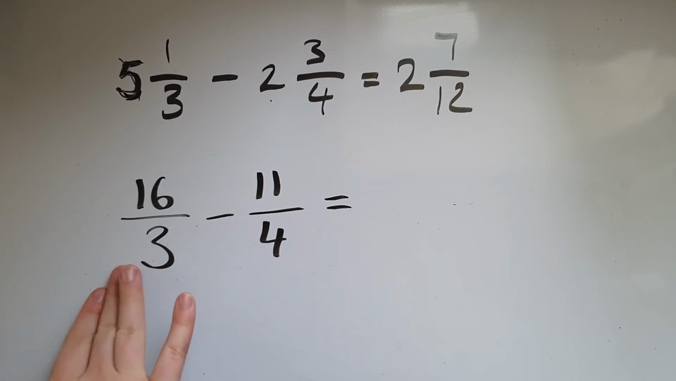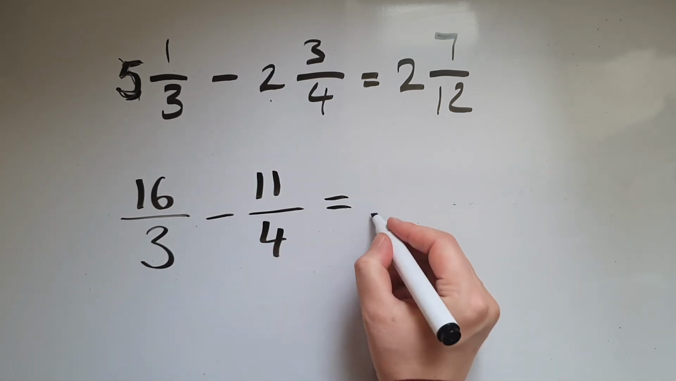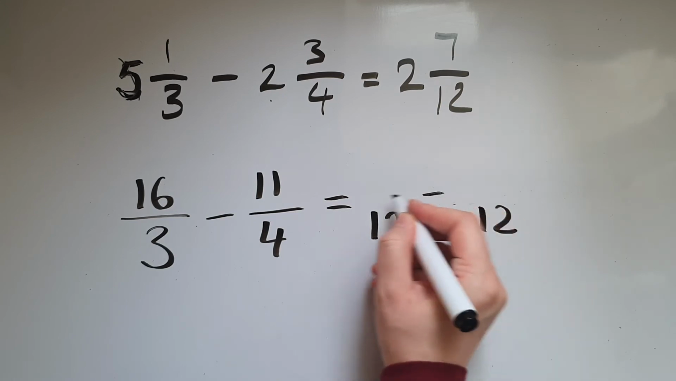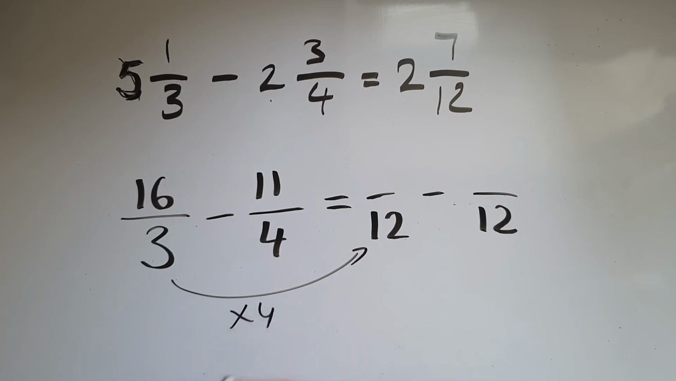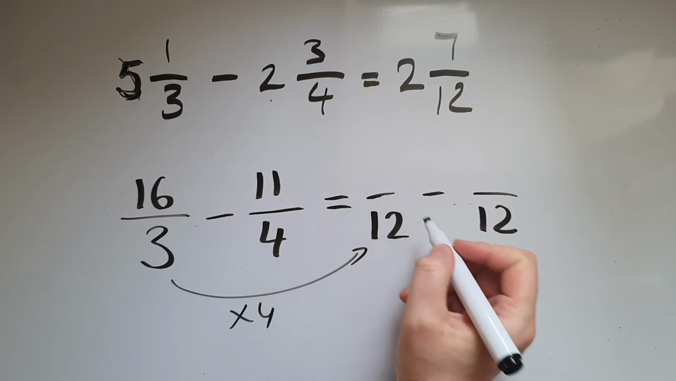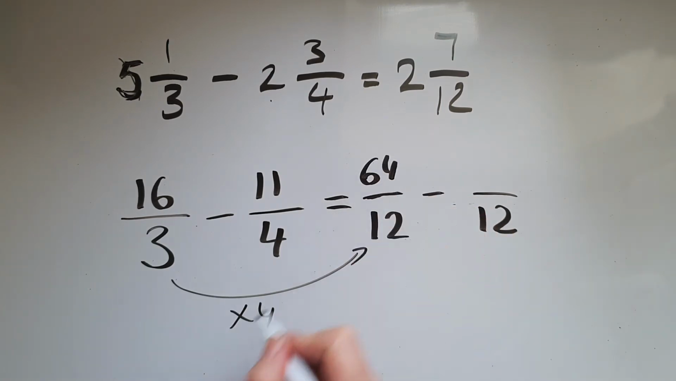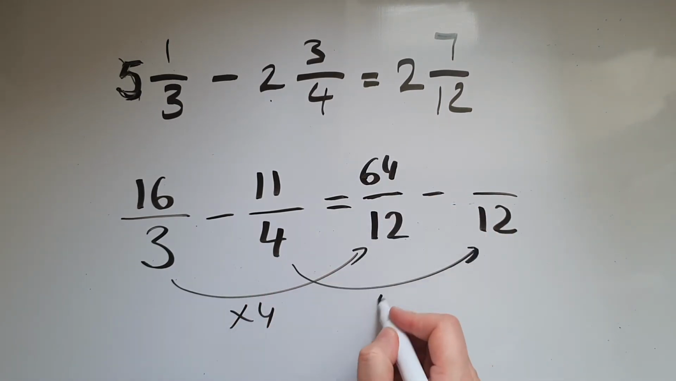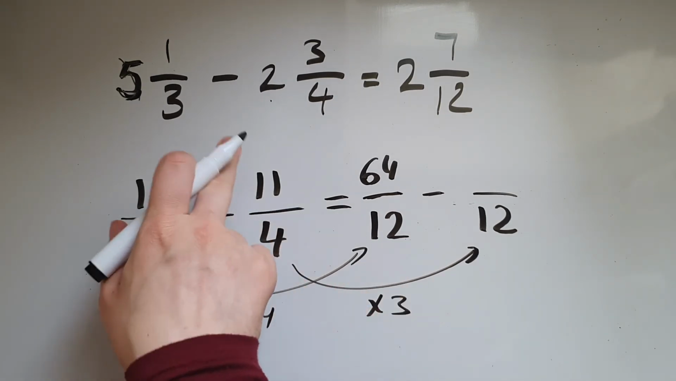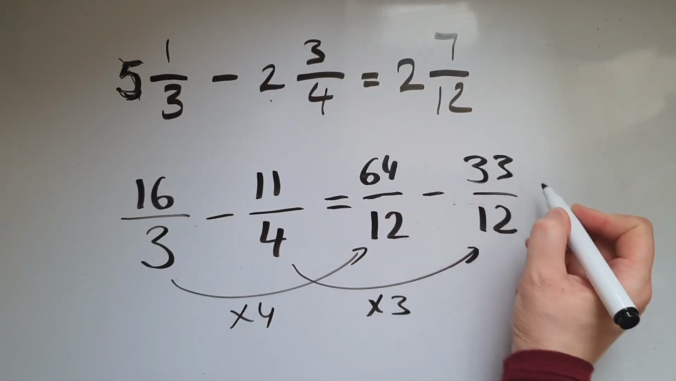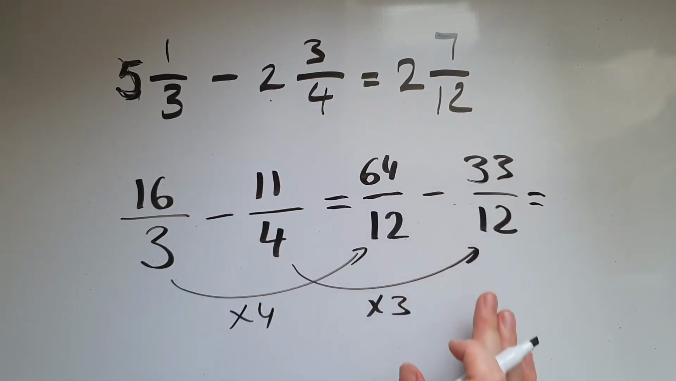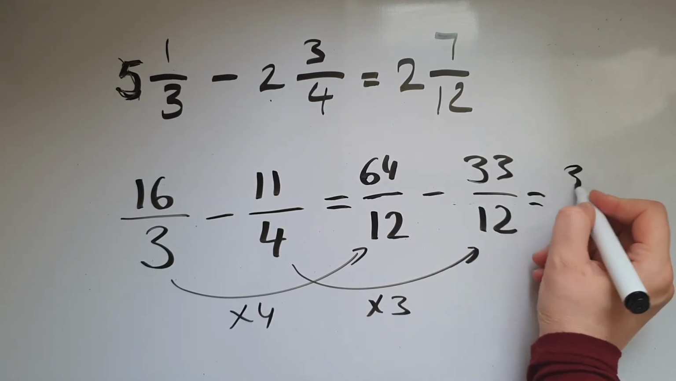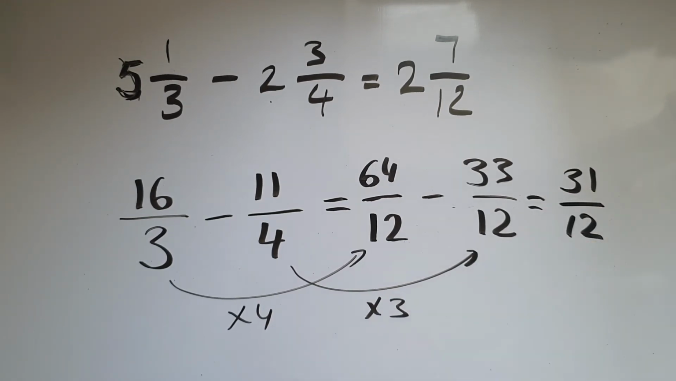Now we need to find a common denominator, which is 12. So to get from 3 to 12, we've multiplied by 4. So we're going to multiply 16 by 4 as well, which is 64. And to get from 4 to 12, we multiplied by 3. So we're going to multiply 11 by 3 as well, which is 33. So now 64 take away 33. That's going to leave us with 31. 31 12ths.